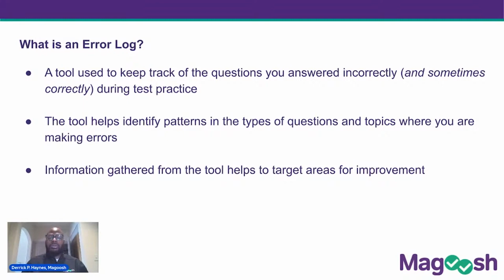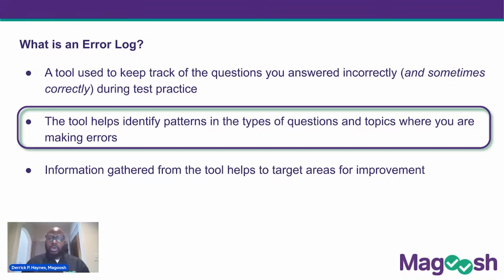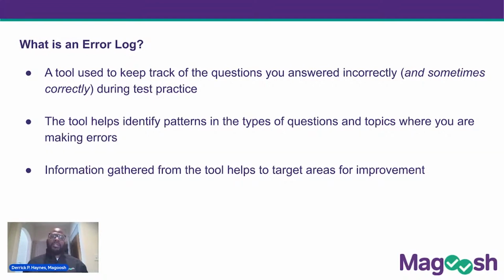Because everyone takes a test or a practice set, and sometimes when they do this practice set, they may get an answer right that they probably didn't know why they got right, or just guessed correctly. So you want to make sure that in this error log, you're capturing both incorrect answers and answers that you may have gotten right by guessing. This tool helps to identify patterns in the types of questions and topics where you are making errors, right? Hence why it's called an error log. It logs your errors. It makes it possible for you to understand what are some of the question types or errors that you are making.